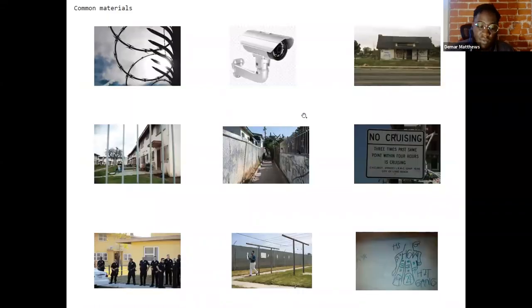Once I got this site in Watts, I started to analyze Watts specifically. This was probably eight months of continuous study. The common materials I found in Watts were bars, like you saw in that first image, on the doors and the windows. There are police everywhere. There's a lot of graffiti, and a lot of cameras, especially in the projects, cameras literally everywhere. You can't cruise past a spot more than two or three times within 12 hours, or 4 hours, or you get arrested.